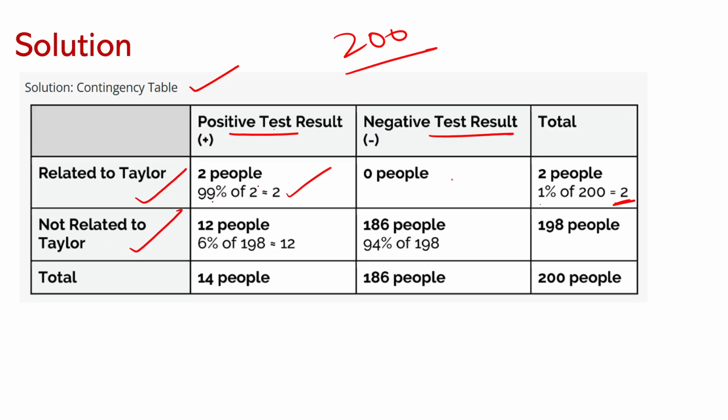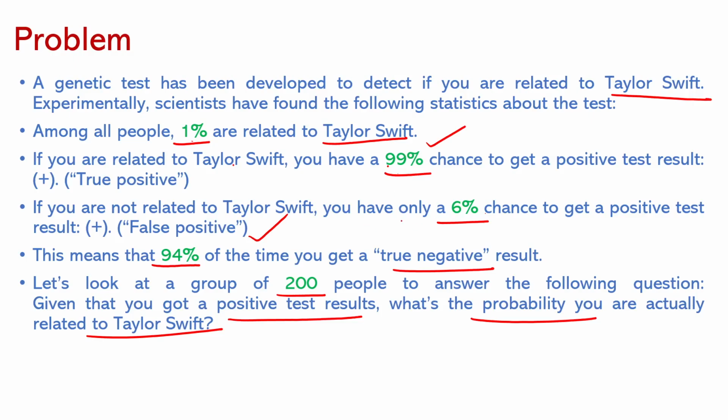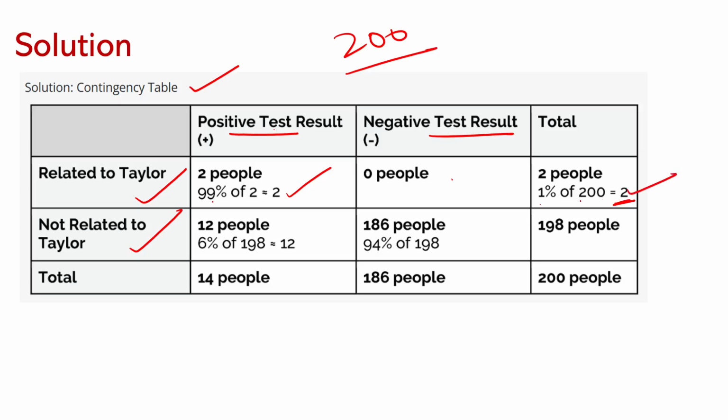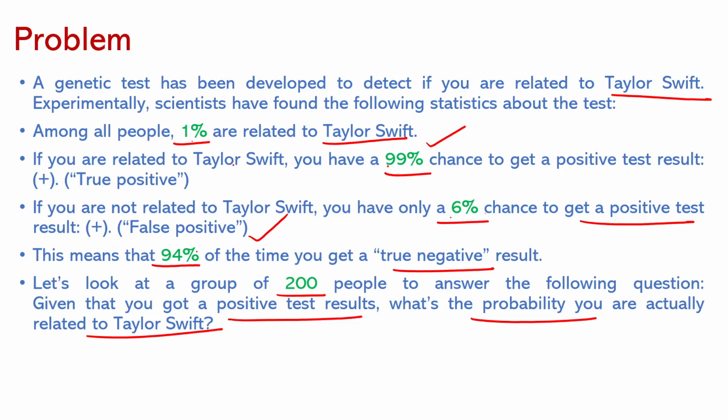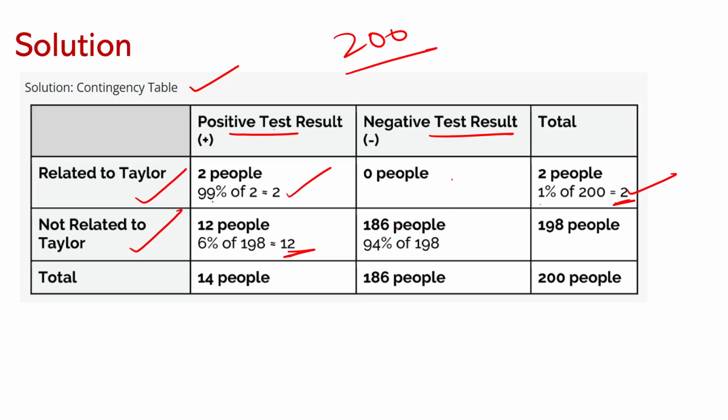Next, not related. Here they are telling you have a 6% chance to get a positive test result. That is a false positive. Even if you are not related, you still have a 6% chance. So if 2 have gone for Taylor Swift, the remaining are 198. 6% of 198 is 12 people not related. It's also given there is a 94% chance you will get a true negative result, so negative test result, 94% of 198 is 186 people. So 186 plus 12, total 198 people. Right? You can make it 200 people here. We are getting the same thing.